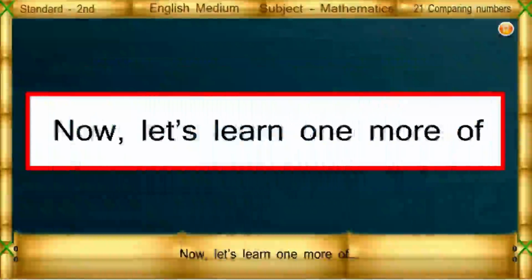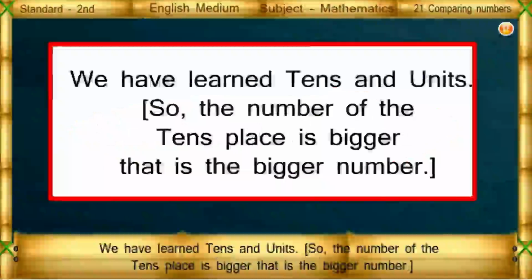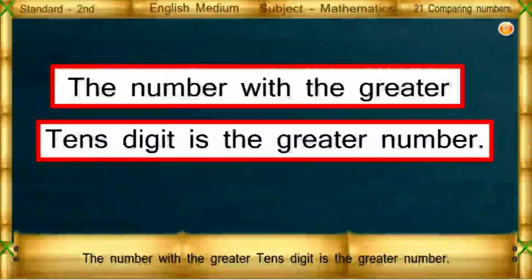Now, let's learn one more thing: if we take any two-digit numbers, how to decide which one is the greater number. Keep in mind, we have learned tens and units. The number with the bigger tens place is the bigger number. The number with the greater tens digit is the greater number.